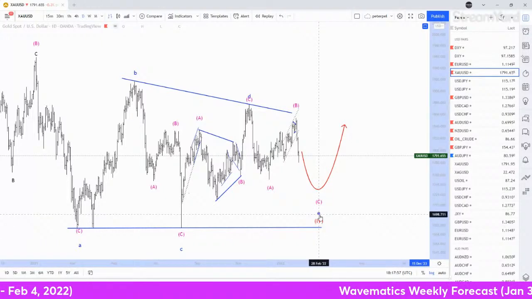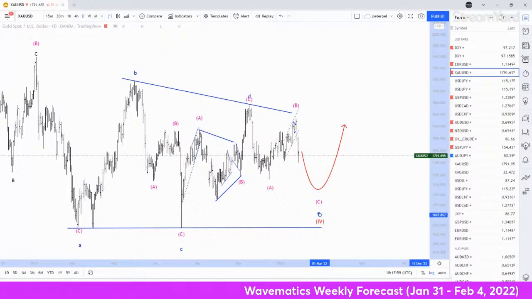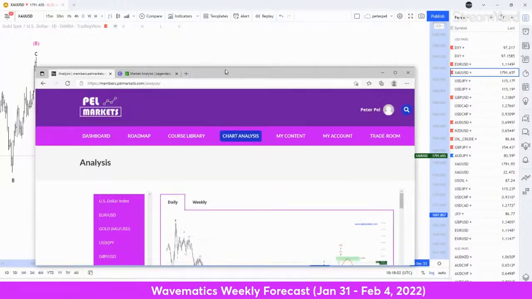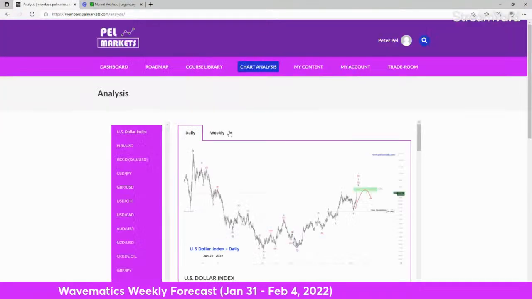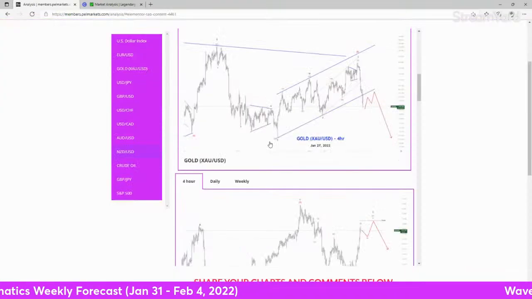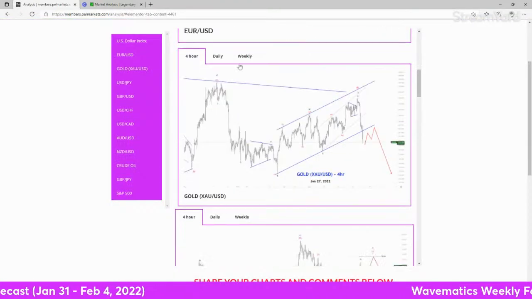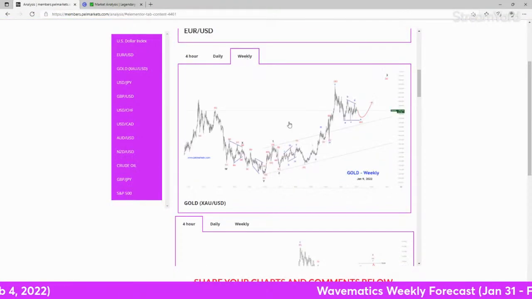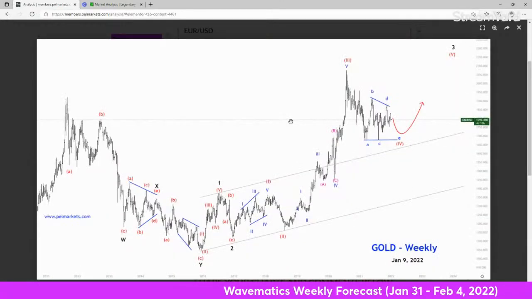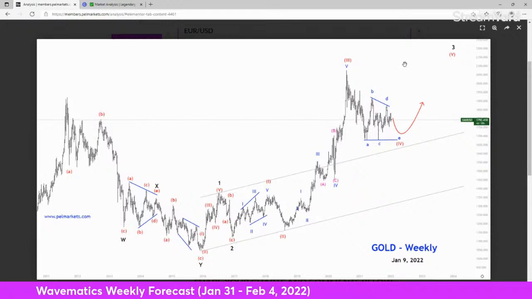This is the pattern that we are looking at on the daily. I think members in the legendary trade room have access to all these charts, from weekly to the 4 hour. So if you look at gold, this is what we are looking at for weekly, and members in the legendary trade room have access to all these things.